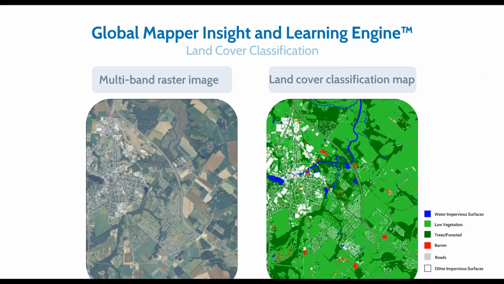So land cover classification allows us to input a multi-band raster image. And the output from that is a rasterized land cover classification map with a variety of land cover classes which are identified. And we'll look at all of this in a little more detail coming up here right in Global Mapper.